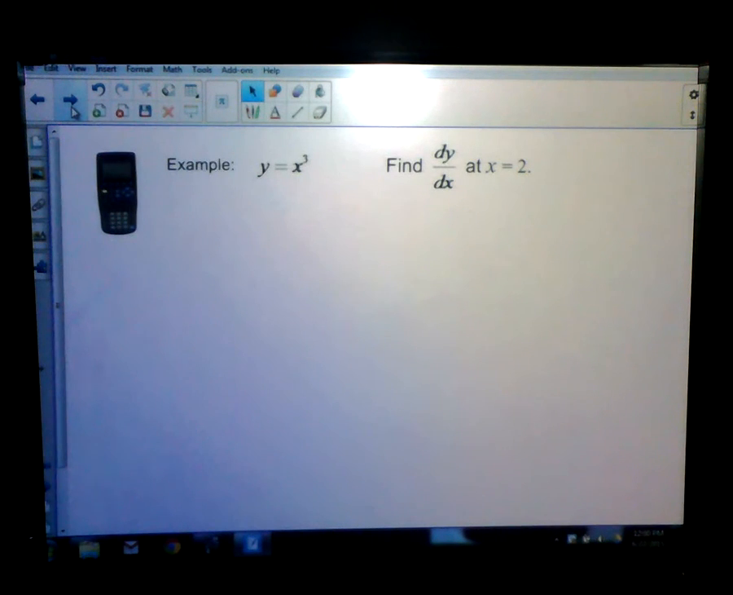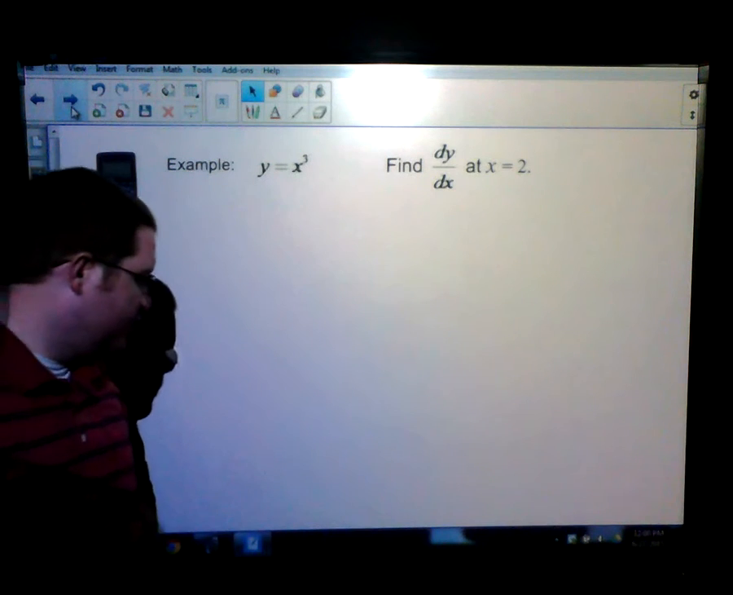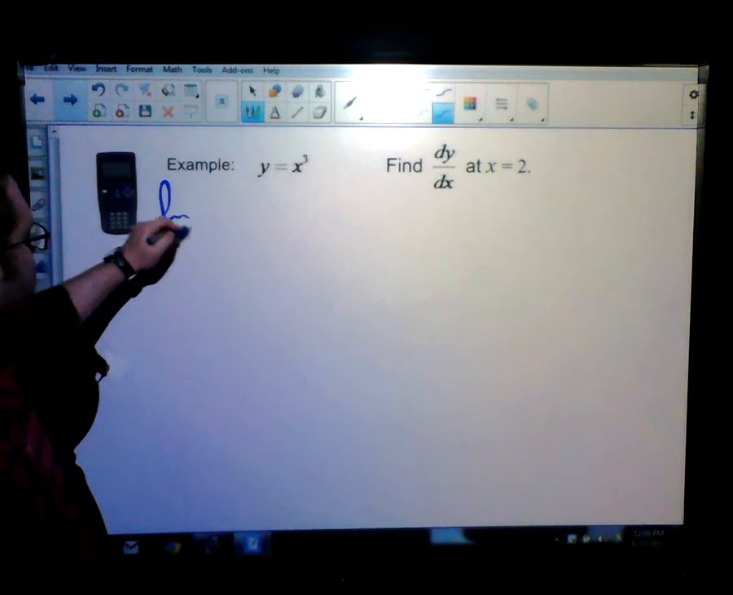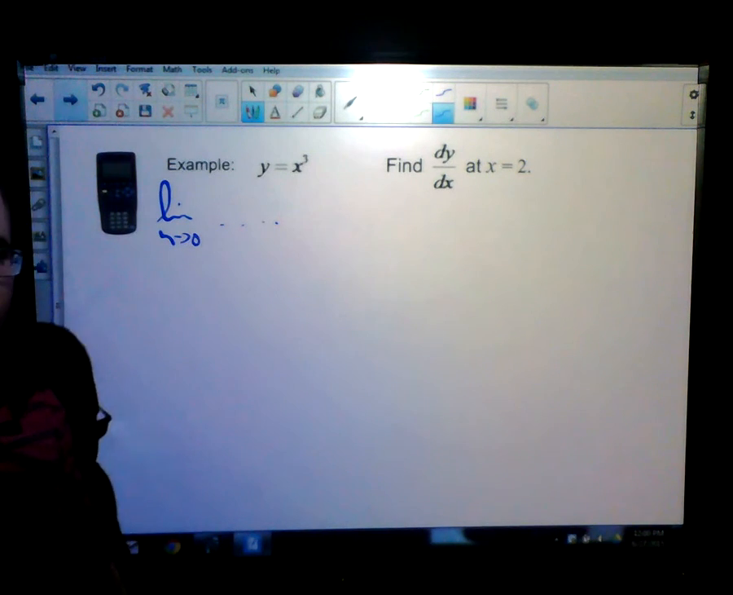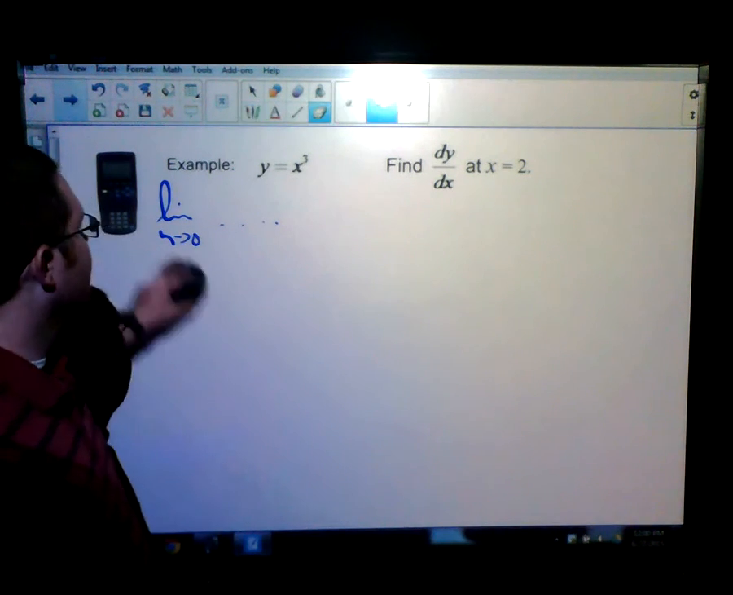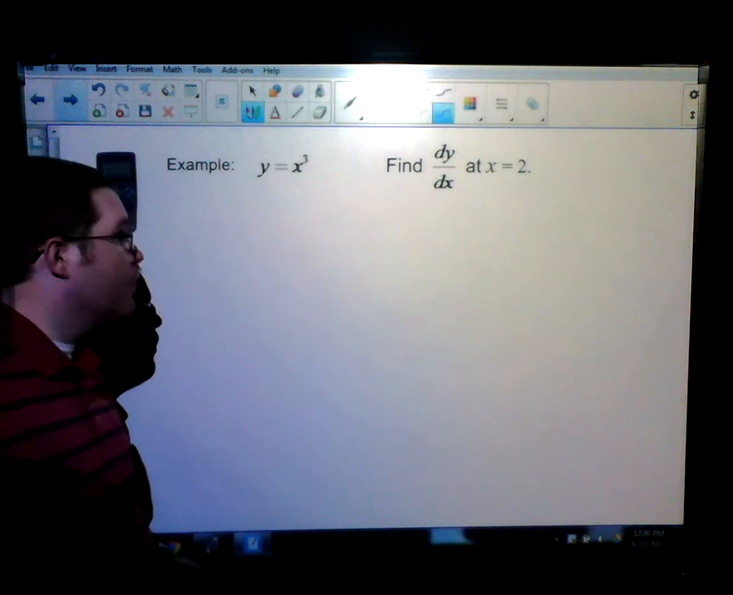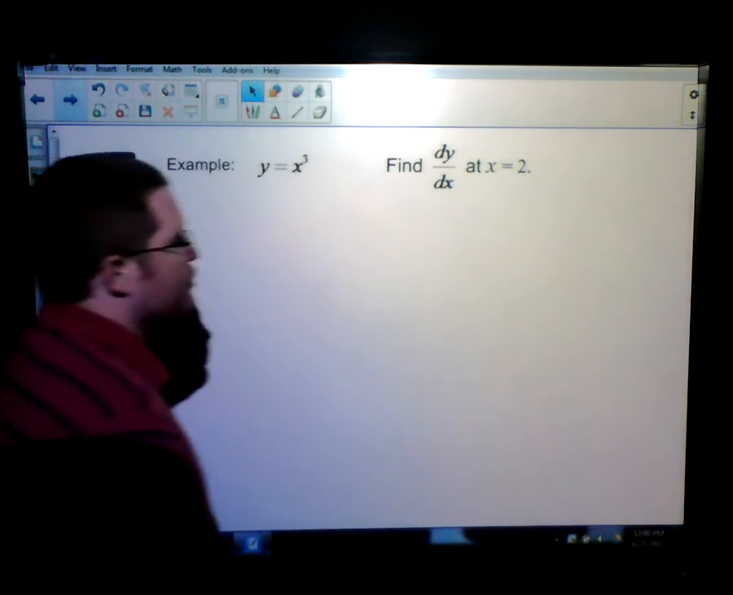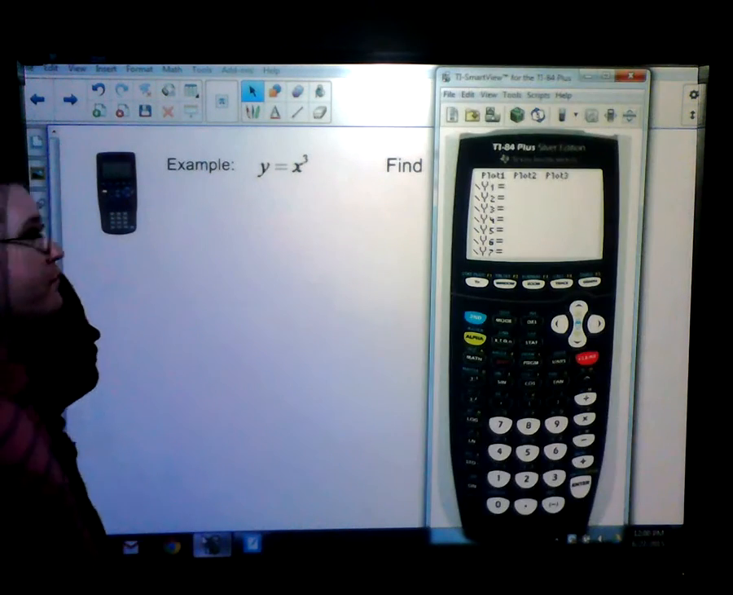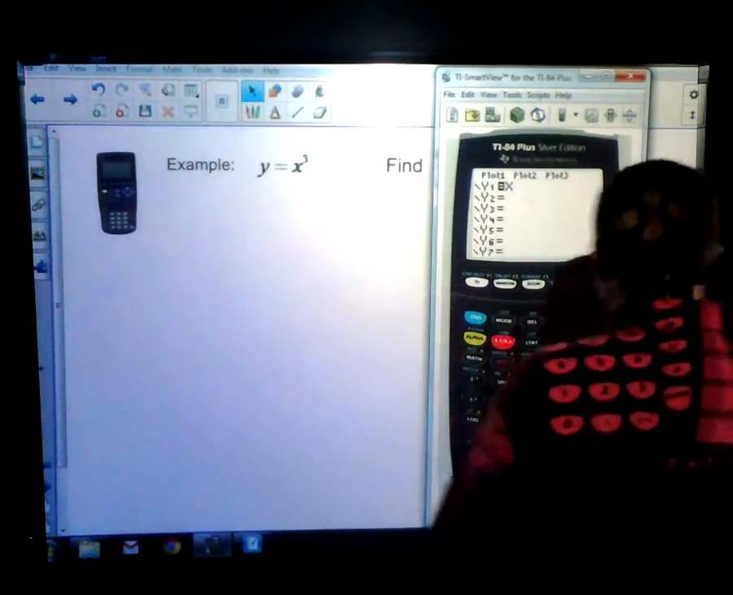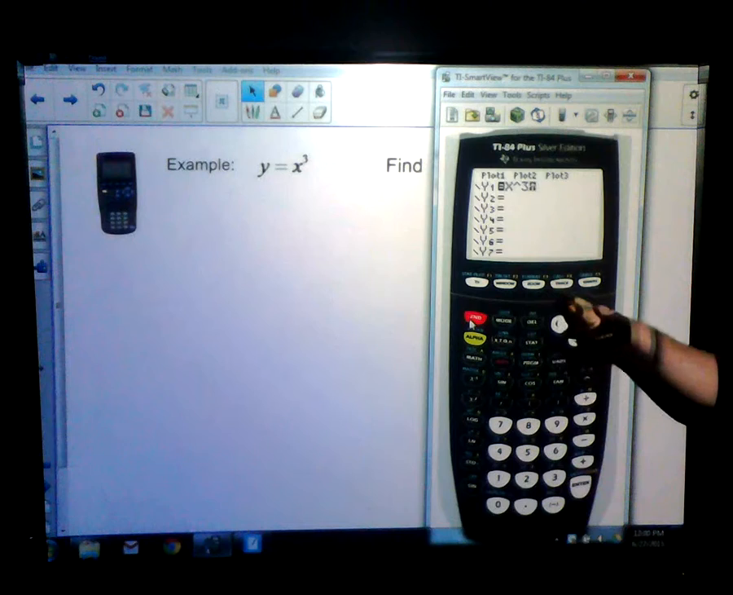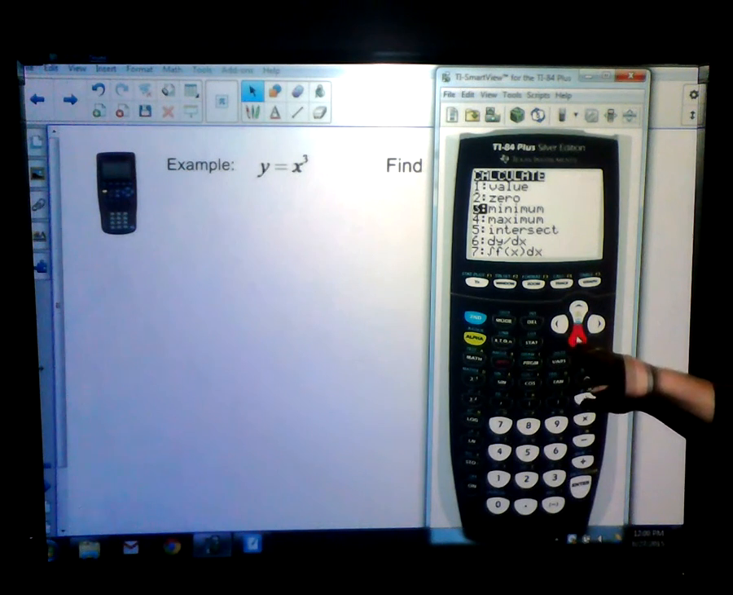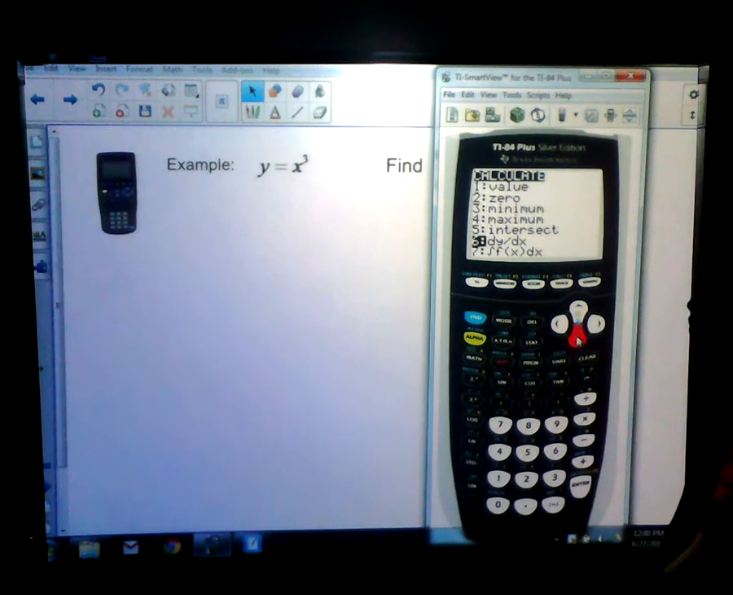Okay, let's take a look at an example problem. If I want to find the derivative of this thing, I would have to do the limit as h approaches 0 of... You guys know how to do that. It would take a little while. So let's use our calculator. I want to find the derivative at 2. Let's do the easy way first. X cubed, second trace 6 is derivative.